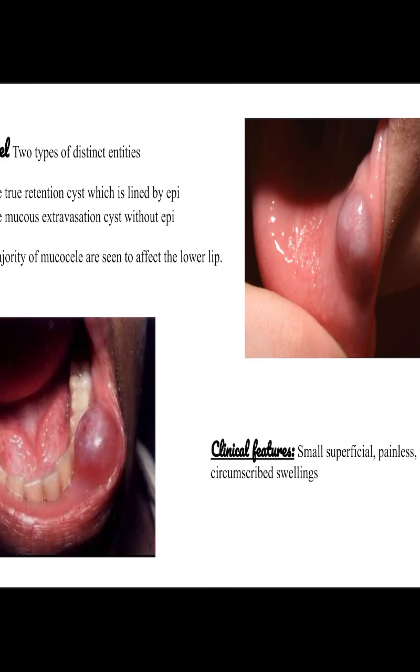Moving into the mucocele, which is a cyst of the salivary gland. We have two different distinct entities: a true retention cyst lined by epithelium and a mucous extravasation without epithelium. The site is seen the majority in the lower lip. Clinical features: small, superficial, painless, well circumscribed swellings.